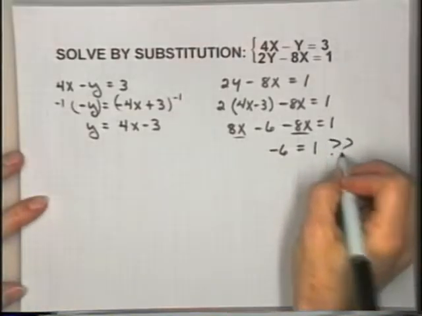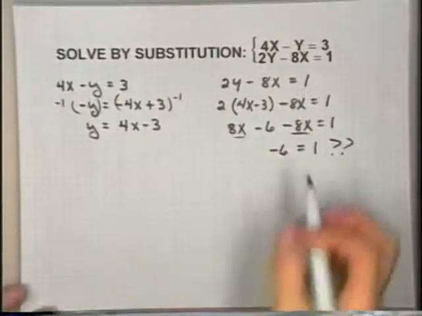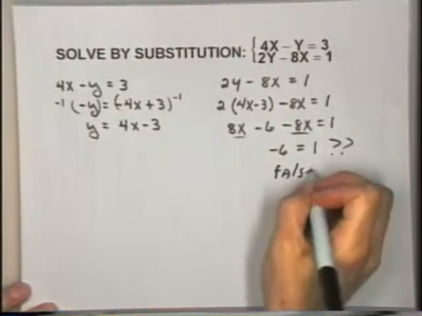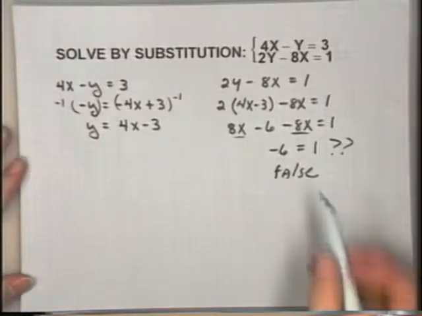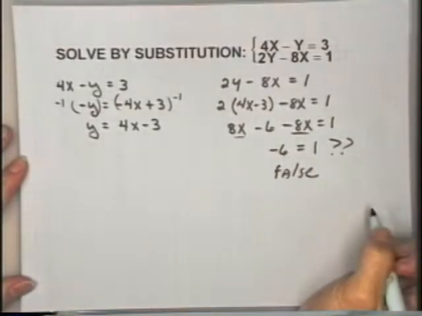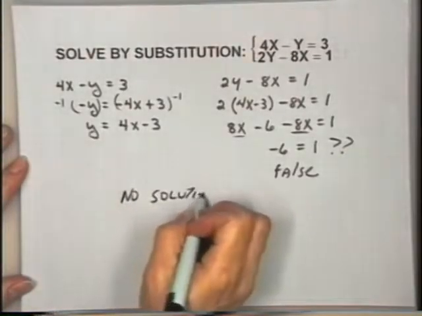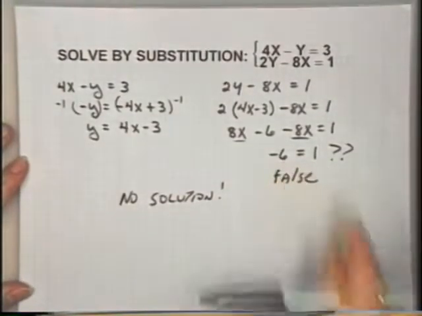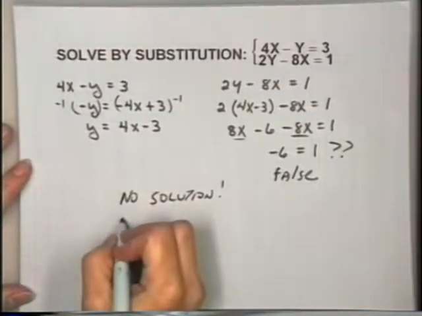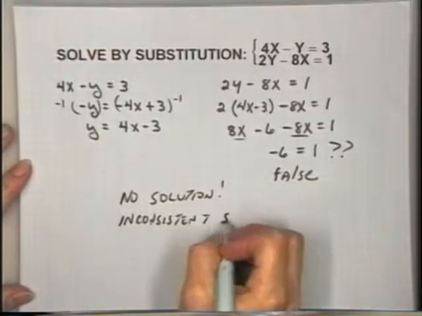Well, this is kind of a confusing statement, isn't it? We know that negative 6 does not equal 1. This is false. If in this algebraic process of solving, we eliminate the variable completely from our equation and we have a false statement that is left, this is telling us that there is no solution to this equation. This is an inconsistency. An inconsistent statement is one that's not true. So this is referred to then as our inconsistent system.